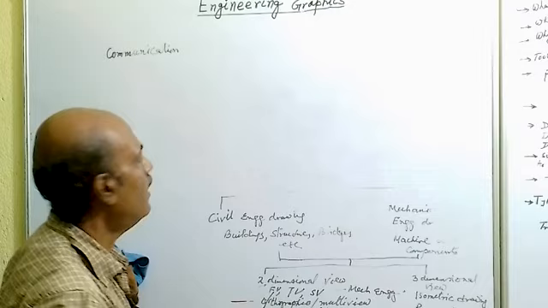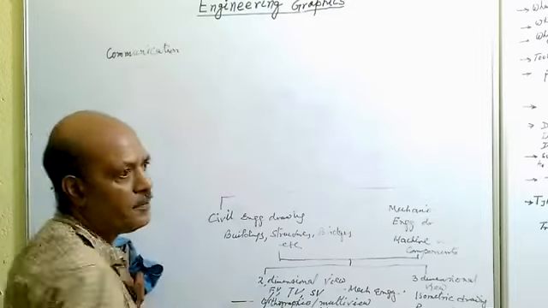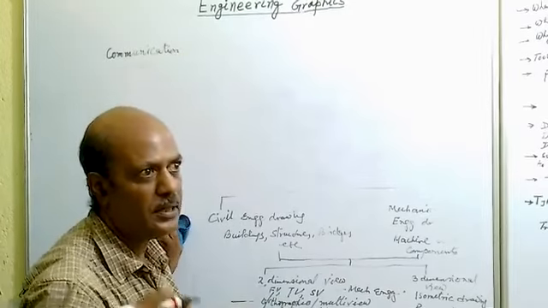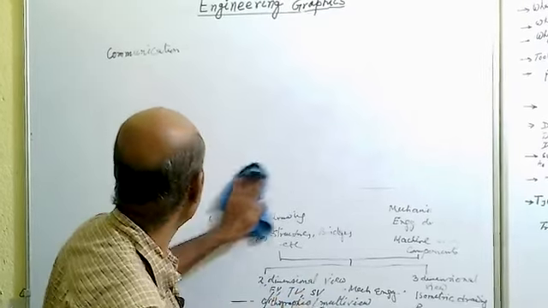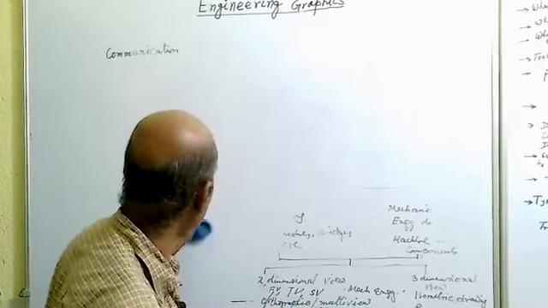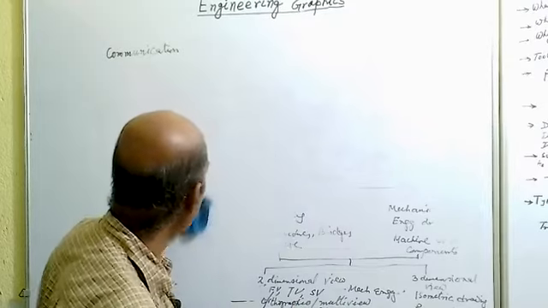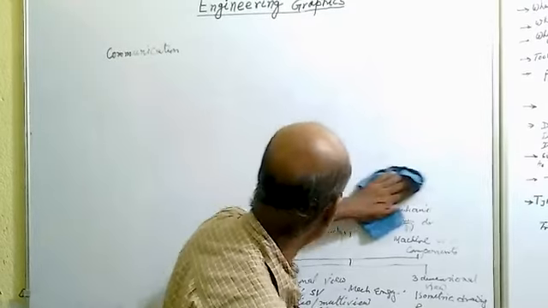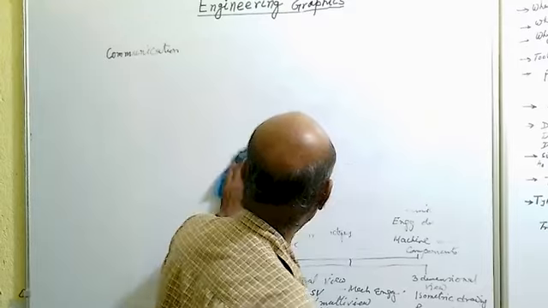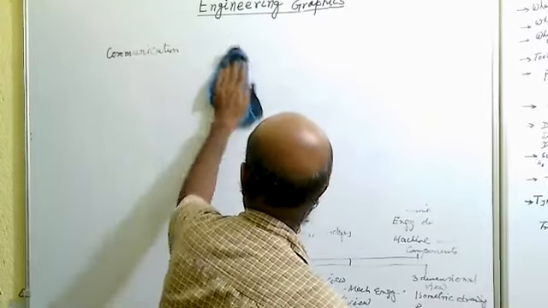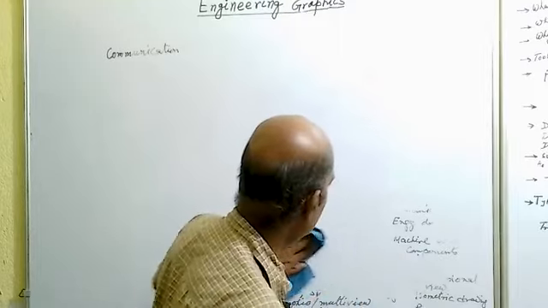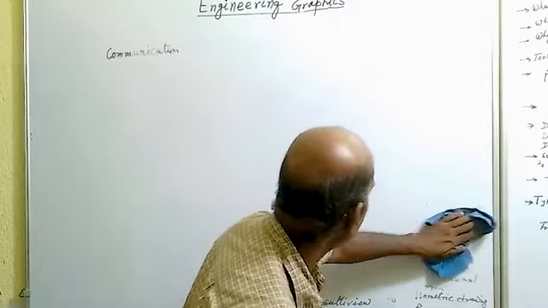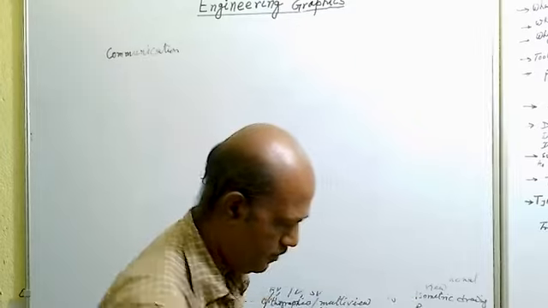Communication is the media by which an idea can be transferred from one person to another person. The main role of communication is to transfer the idea from one person to another, or from one mind to another mind. So, the method or the media by which the idea is transferred is called communication.